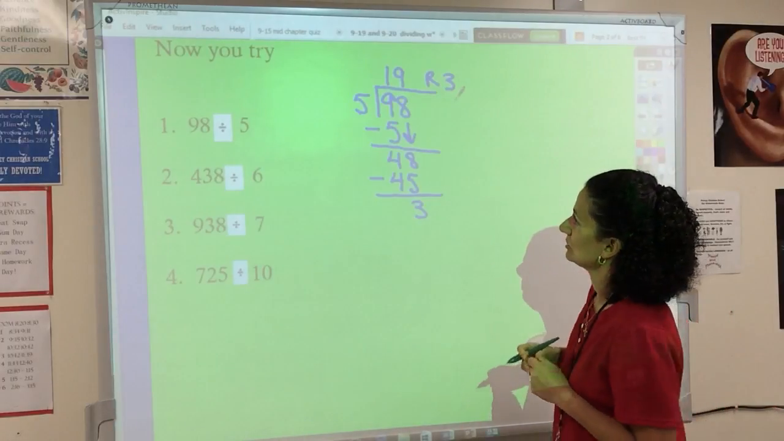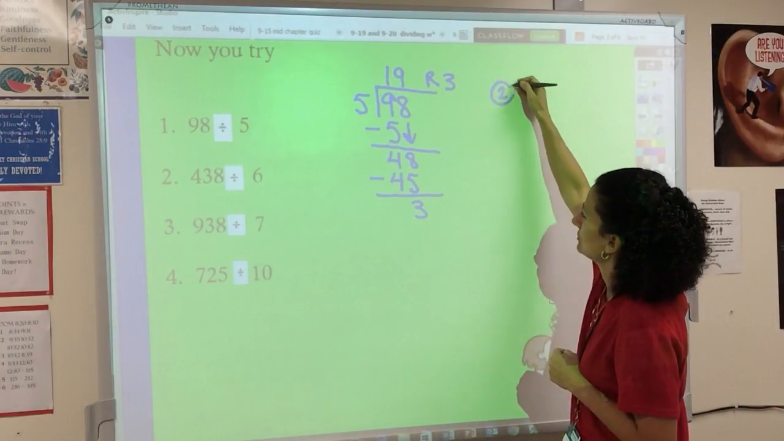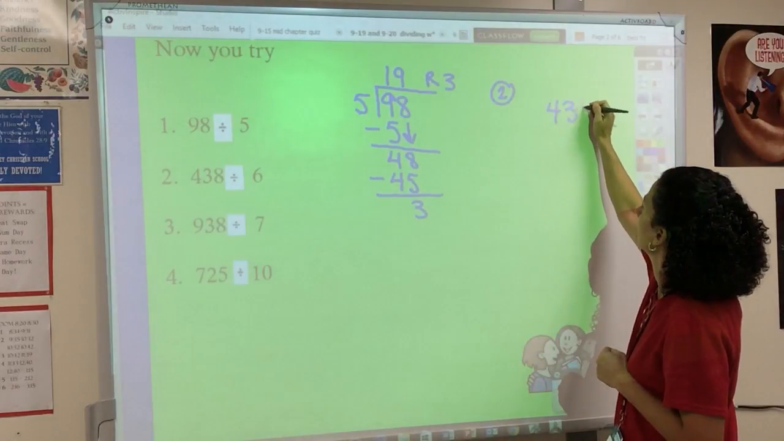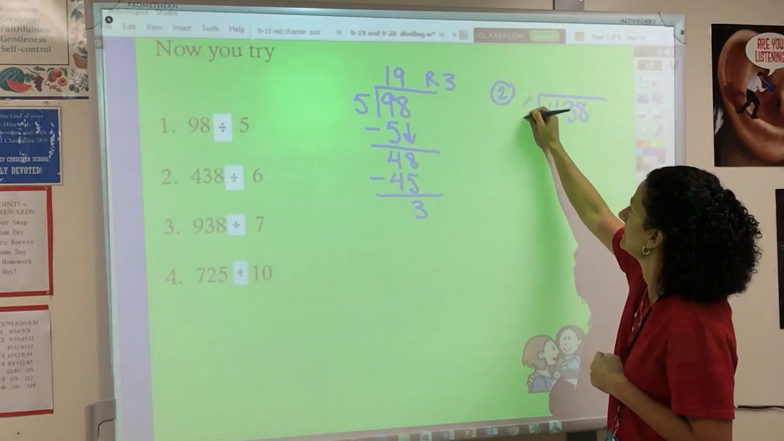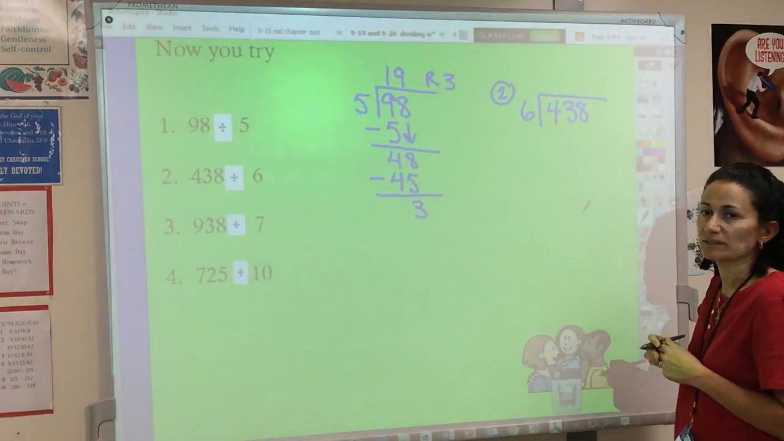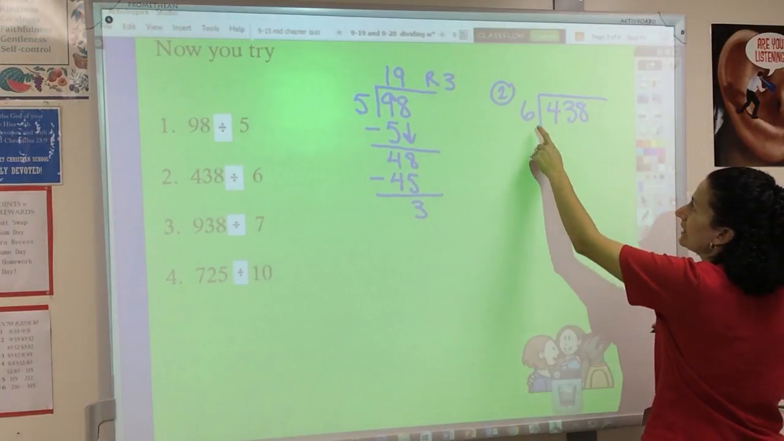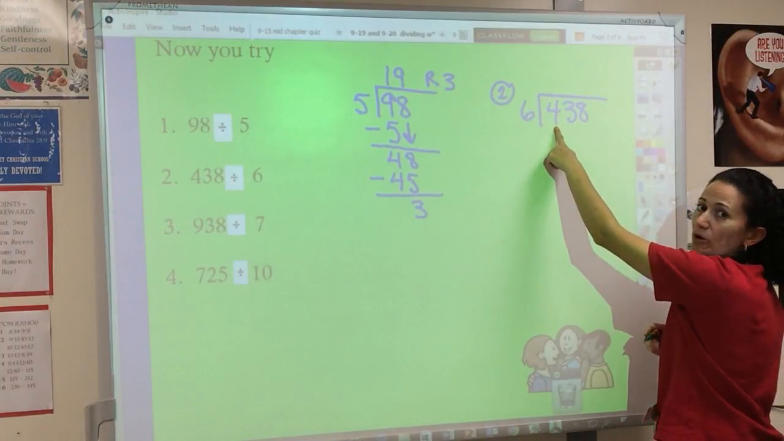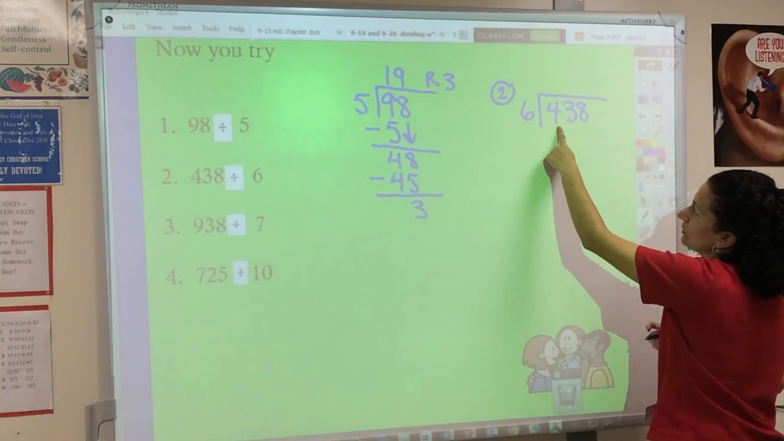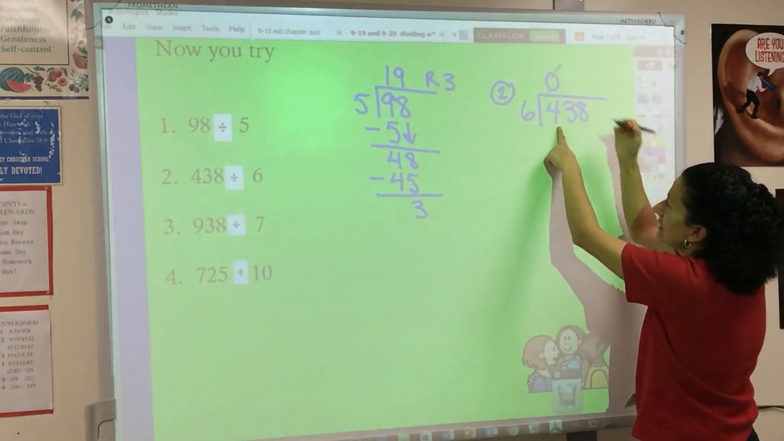Okay, let's look at number 2. Number 2 is 438 divided by 6. Okay, this is a little bit different. When I start to divide, 6 doesn't go into 4. 6 doesn't go into 4. So I'm going to have to put a 0 here.